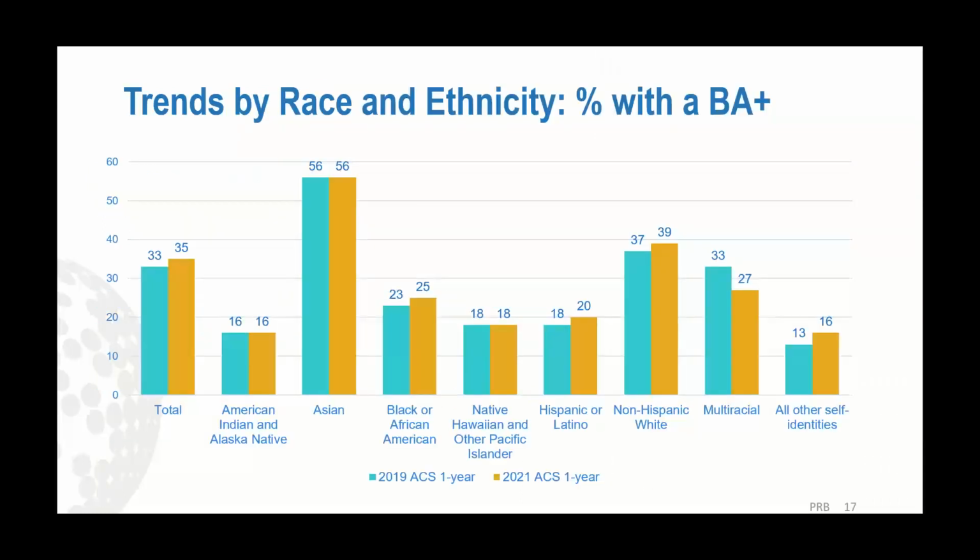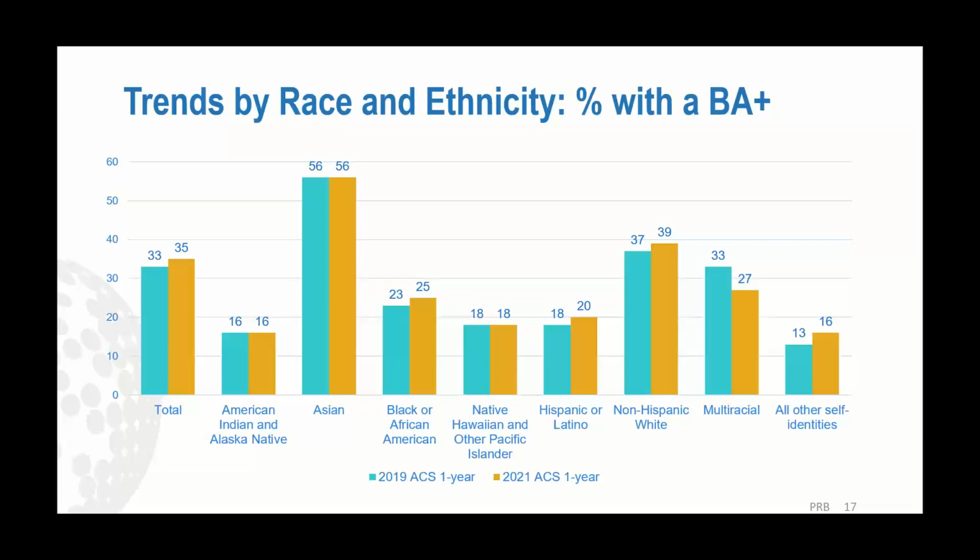Now I'm just going to show a few examples of trend data by race and ethnicity. Here I'm showing 2019 ACS one-year estimates and 2021 ACS one-year estimates. I am skipping over the 2020 ACS one-year estimates because the Census Bureau recommends against comparing the experimental 2020 ACS estimates with other ACS data due to data quality issues related to the pandemic.